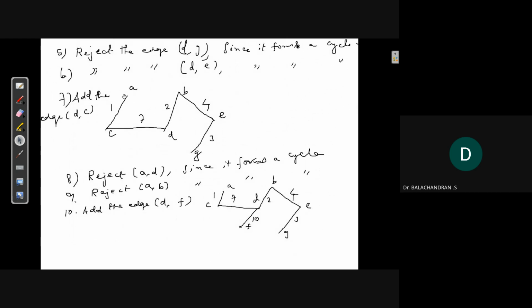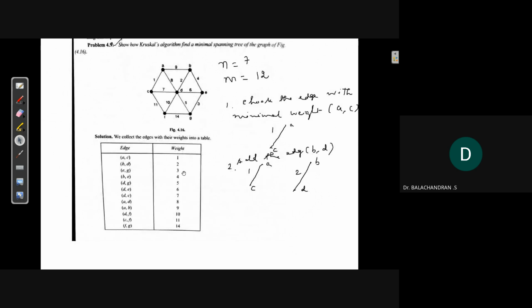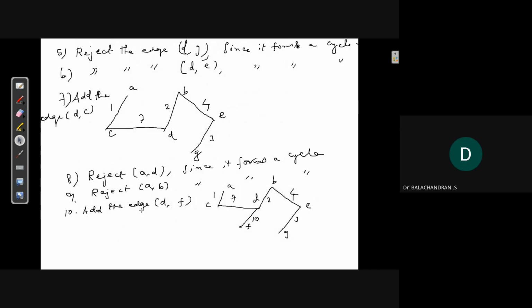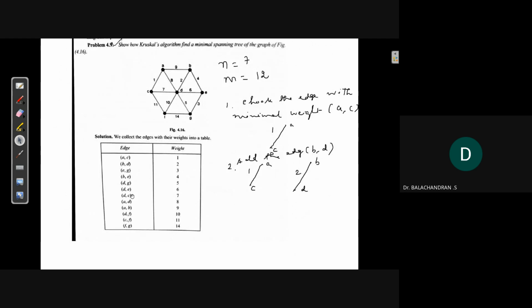Next 8. AD is 8. If I add AD, it will form a cycle. That's why I should reject the edge AD since it forms a cycle. Next, after AD, 9. AB. Again AB forms a cycle. So reject the edge since it forms a cycle. So I also reject AB.